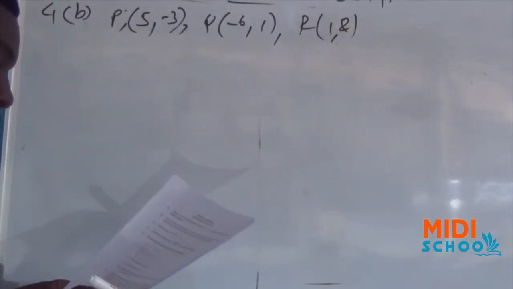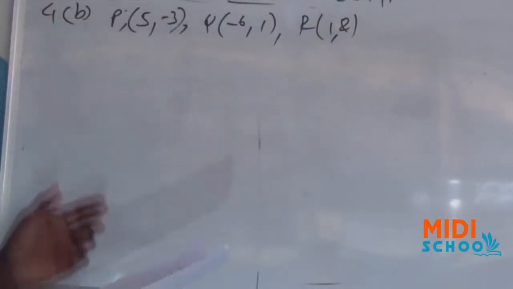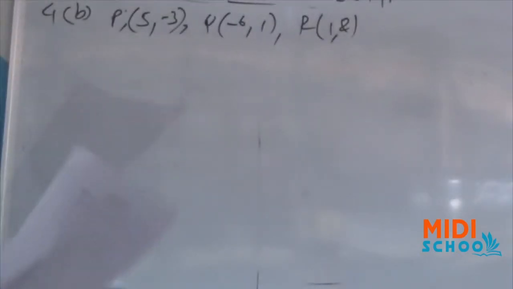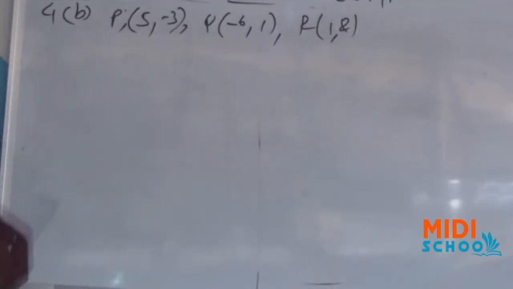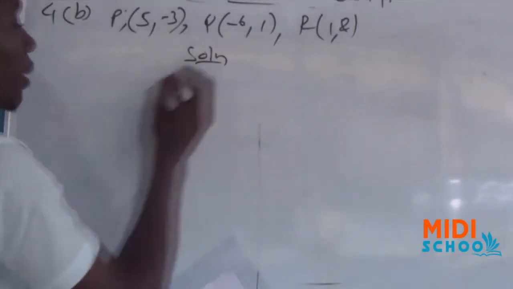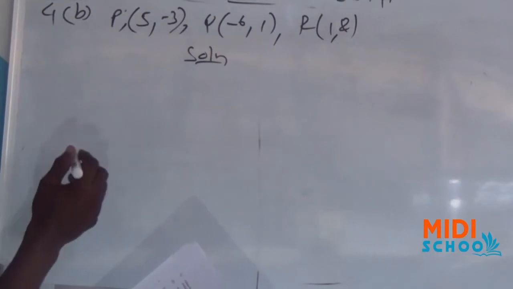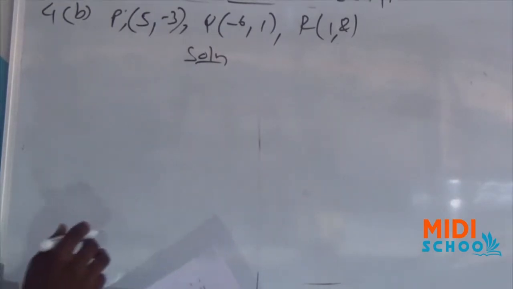Show that these points form what? An isosceles triangle. By showing the isosceles triangle, we say an isosceles triangle is just a triangle that has 2 similar sides. Let's say solution. An isosceles triangle is just a triangle that has 2 sides which are equal.